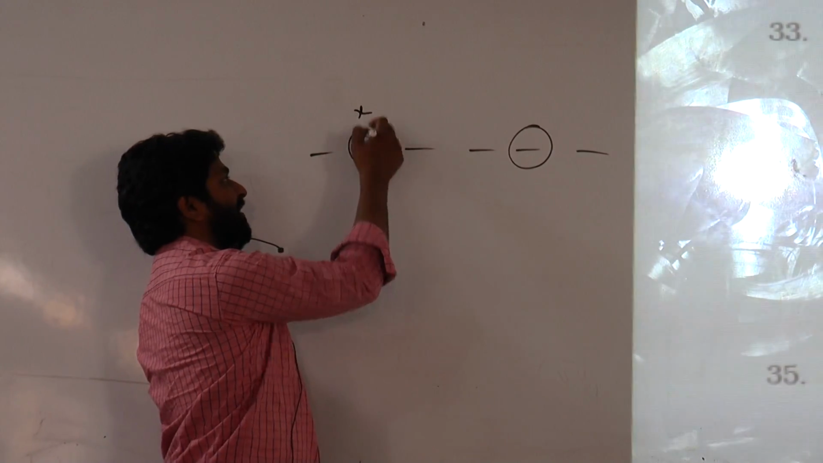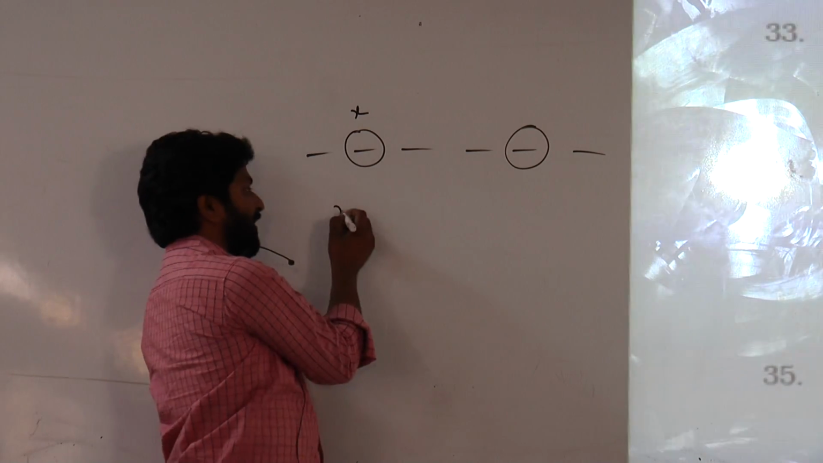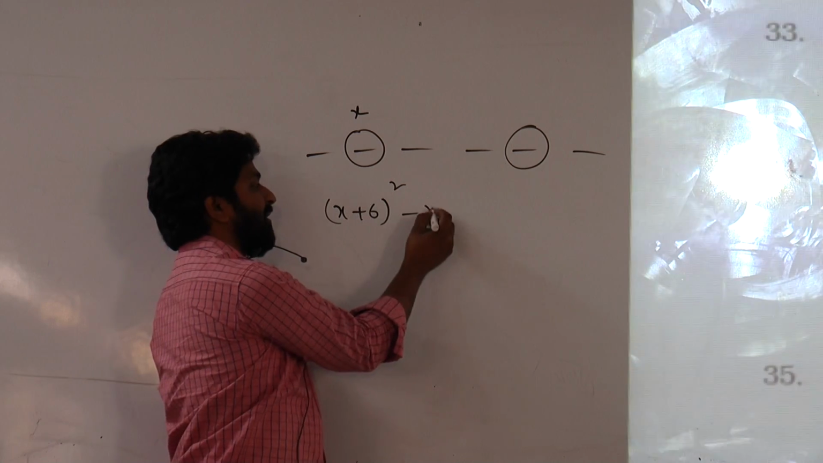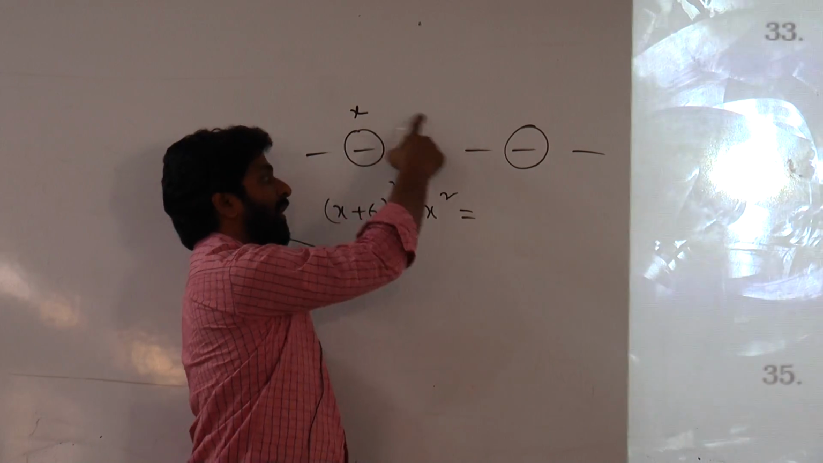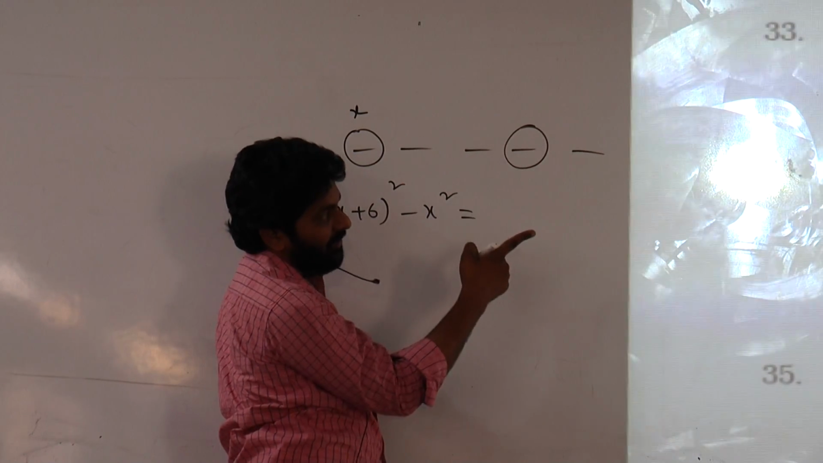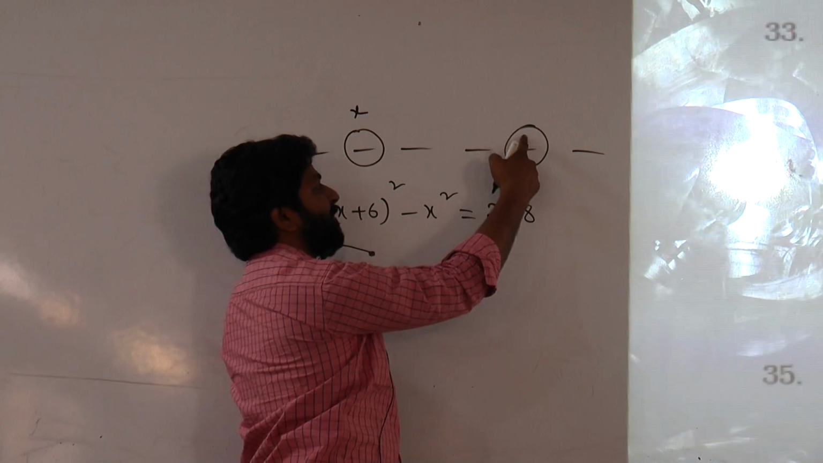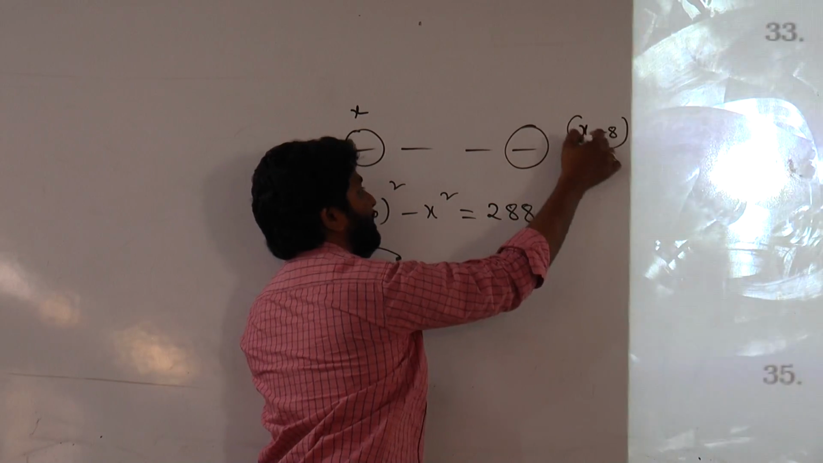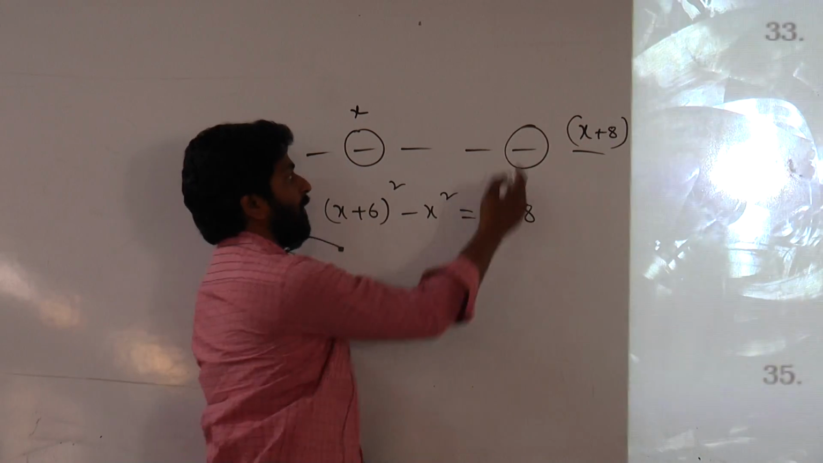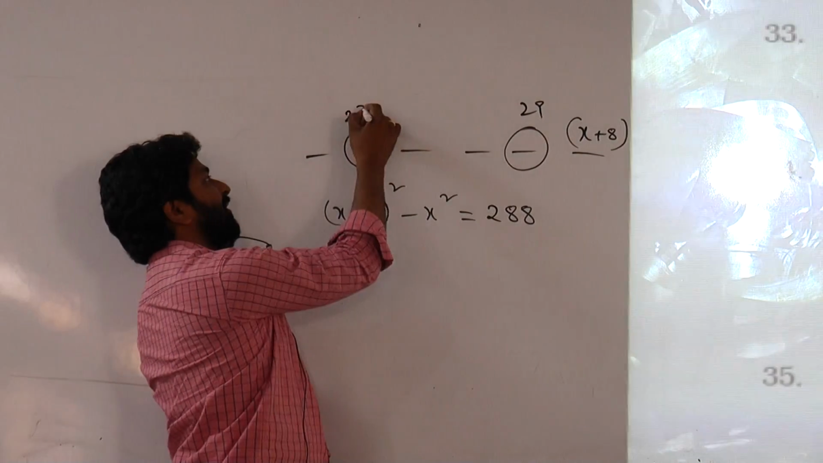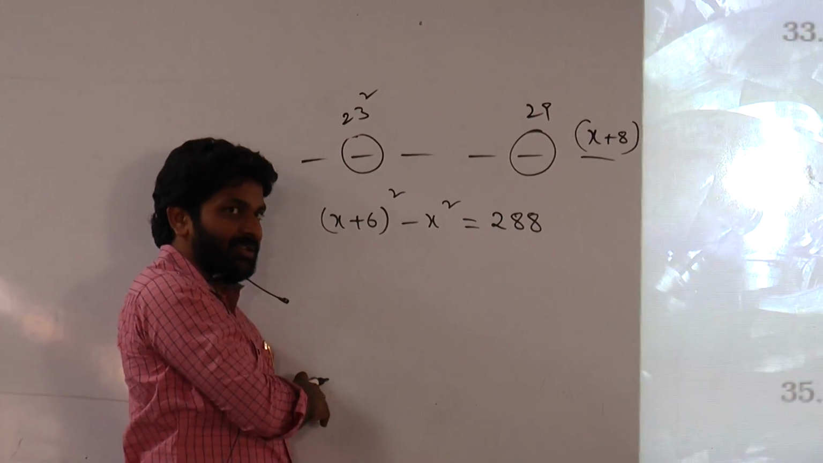So if it is x, the next numbers would be x plus 2, x plus 4, x plus 6. So (x plus 6) whole square minus x square. This is what is given in the question: the difference of the squares of the averages is given as 288. And you are asked to calculate the last odd number. So this is x plus 6, and you are asked about x plus 8. If x plus 8 is 31, x plus 6 would be 29, and subtracting 6 from this, you will get 23. Just verify whether this condition is satisfied, or else you have to solve the linear equation.